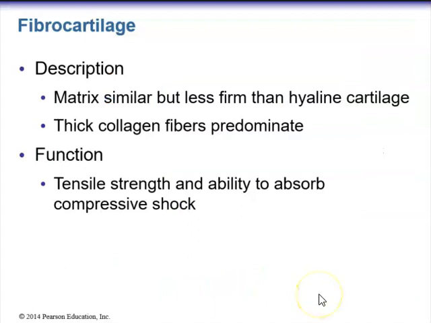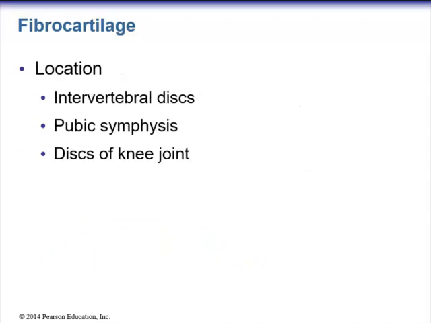The third type of cartilage is fibrocartilage. The matrix is similar but less firm than hyaline cartilage, and we have thick collagen fibers that predominate. Function of fibrocartilage: it has tensile strength and ability to absorb compressive shock. Okay, so absorb compressive forces. And we'll find this type of cartilage in the intervertebral discs.